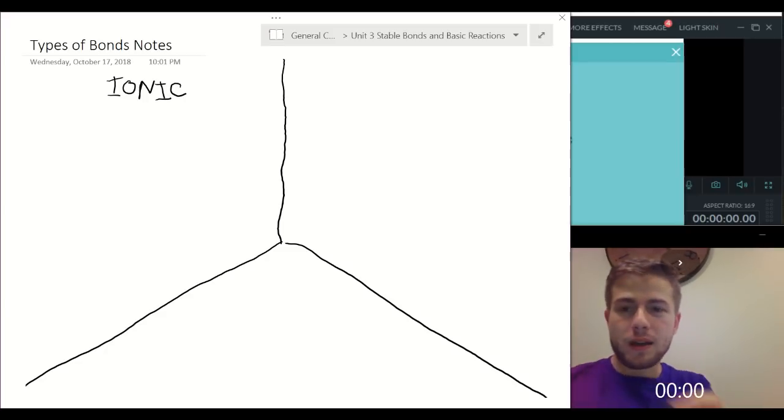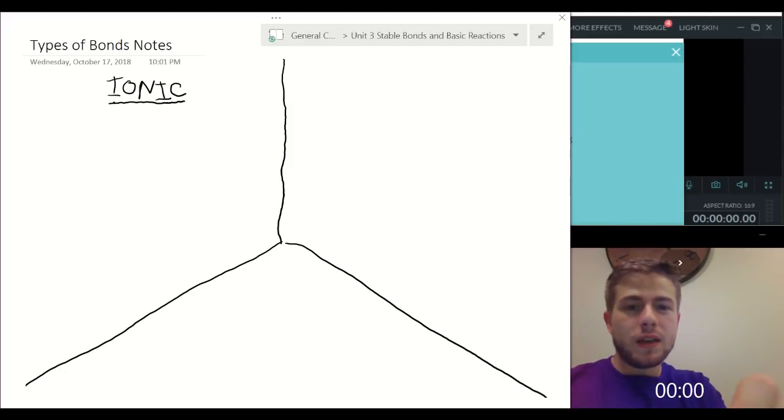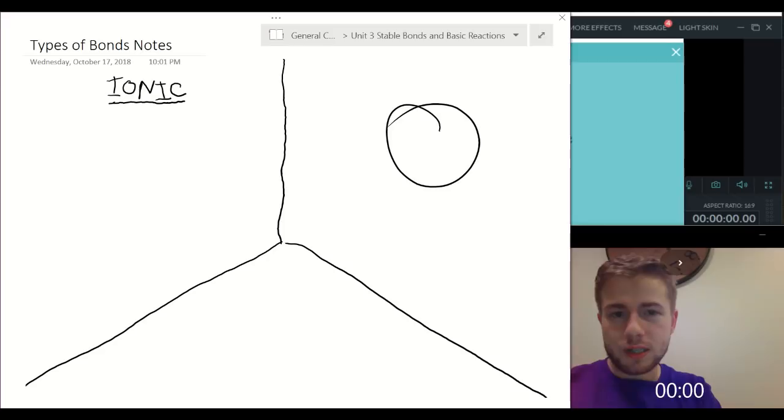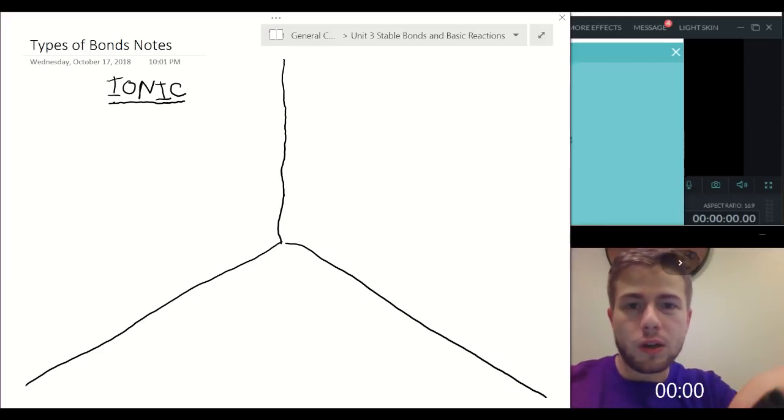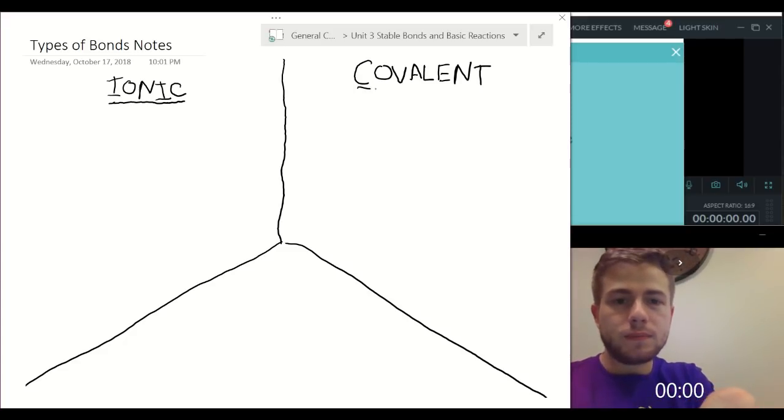Man, my handwriting's bad on a tablet. That's okay. Ionic. Okay. The next box, or the next section over here, you are going to title Covalent. Let's see if I can do any better at this one. Covalent.